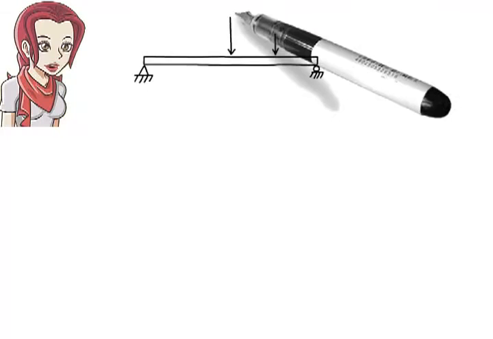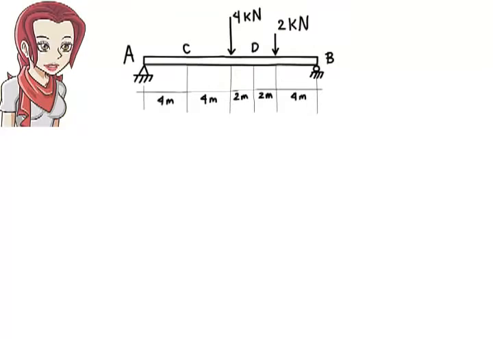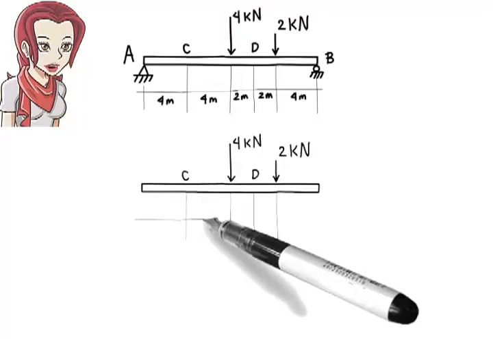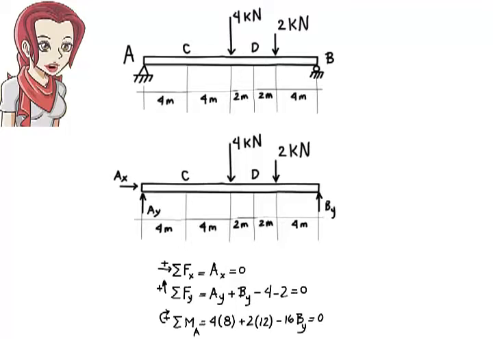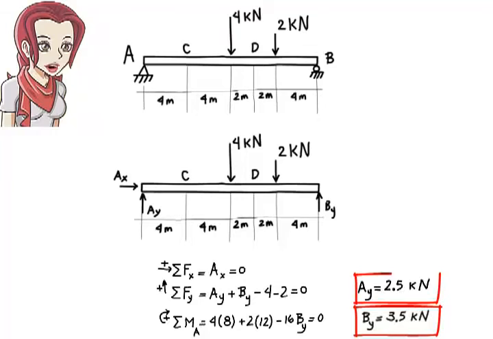Suppose we have a simply supported beam subjected to two concentrated loads. We wish to determine shear and moment at points C and D. Let's start by calculating the support reactions. Here is the beam's free body diagram. Here are the equilibrium equations. From the last equation, we can calculate BY. BY equals 3.5. From the second equation, we get AY equals 2.5. And the first equation gives us AX equals 0. Here are the results shown graphically on the beam.